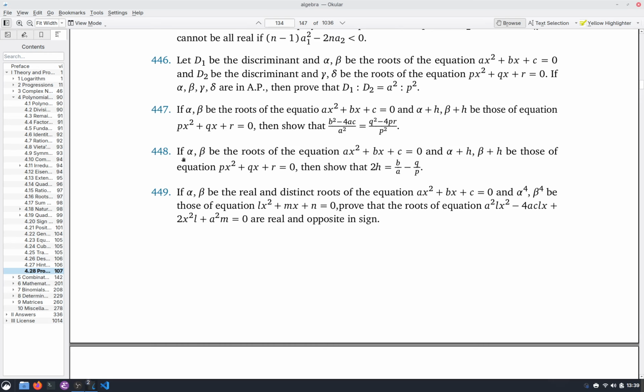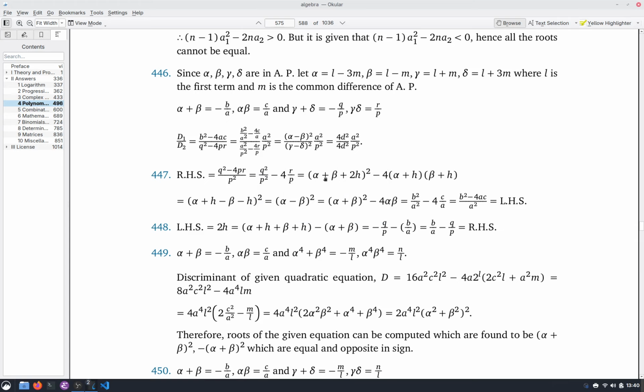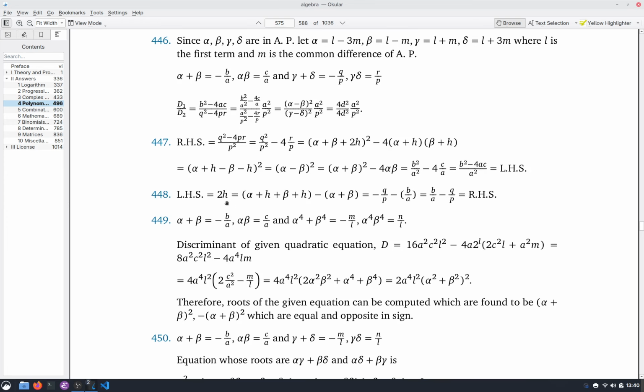Question 448 says that if alpha, beta be the roots of the equation ax squared plus bx plus c equals 0, and alpha plus h, beta plus h be those of the equation px squared plus qx plus r equals 0, then show that 2h is equal to b by a minus q by p. So 2h we write as (alpha plus h) plus (beta plus h) minus (alpha plus beta), and then we simply substitute for the sum of roots and we get the right hand side.